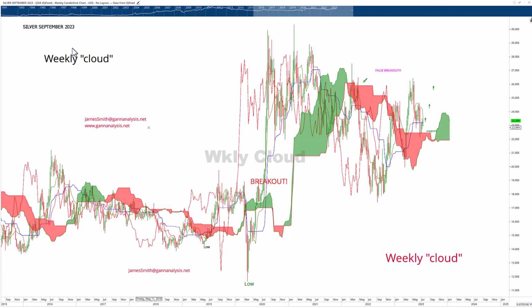Today I want to tell you about silver, the September contract, with the weekly cloud. If you're not familiar with the cloud, you can Google it. Ichimoku Kinko Hyo is the Japanese name for it, but a lot of people just know it as the cloud. It's just a series of displaced moving averages, and where they form a shaded area, that's the cloud. I'm not going to get into an explanation of the cloud. You can read up on it.